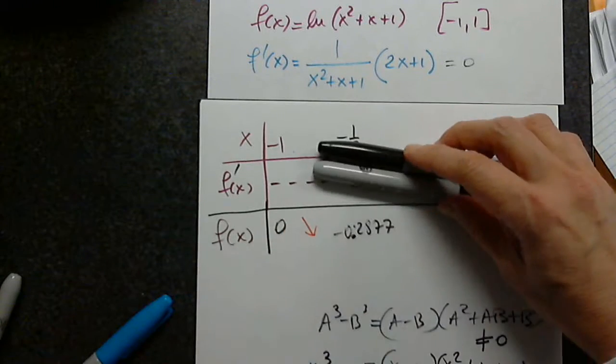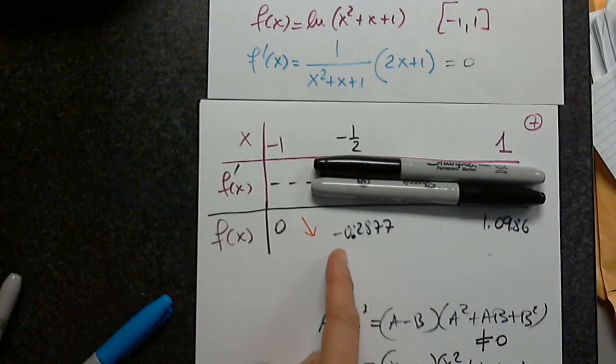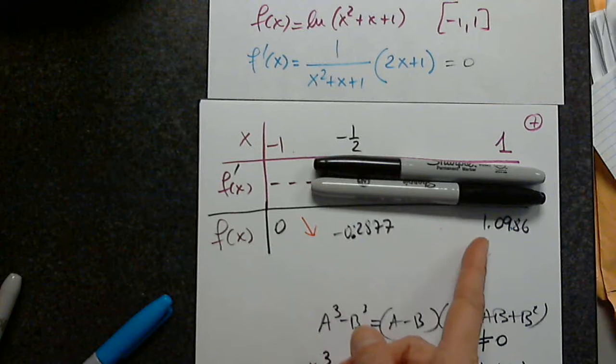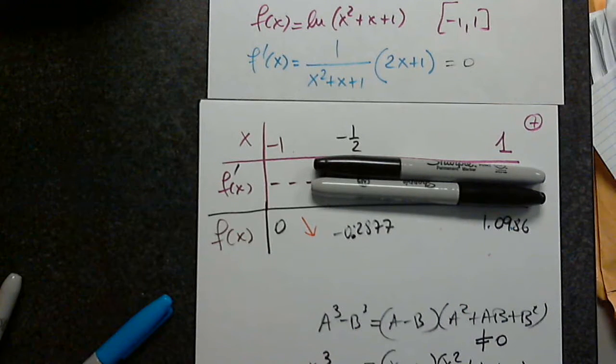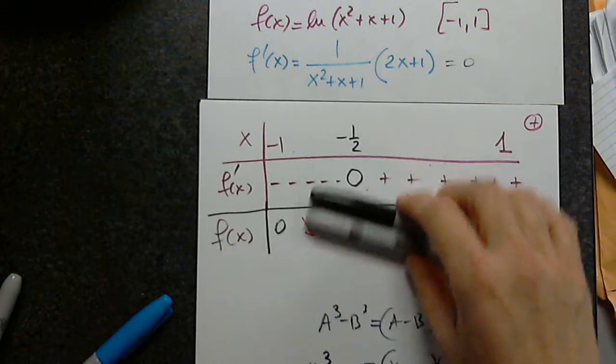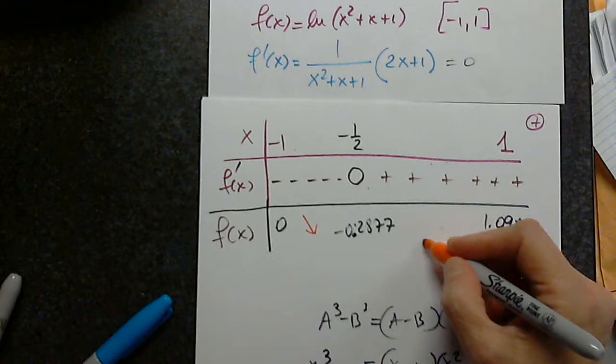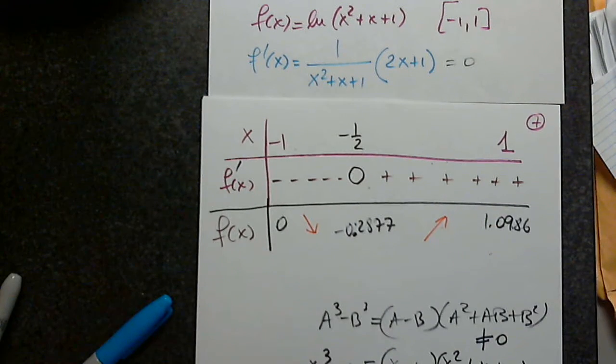Okay. Now, what does the function do from negative 0.2877 to 1.0986? So what should the derivative do? Is the derivative positive? Yes. This is how I check and make sure, or I find my mistakes. So we know now that when the derivative is negative, and then it becomes 0, which is the tangent, and then it's positive.